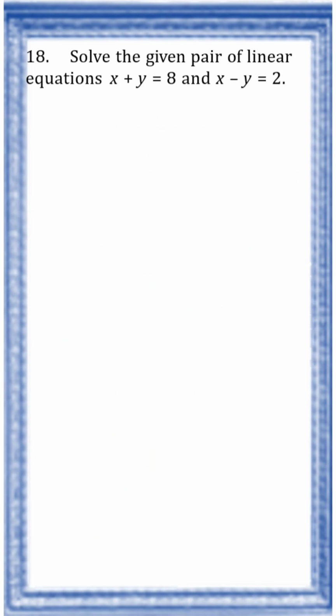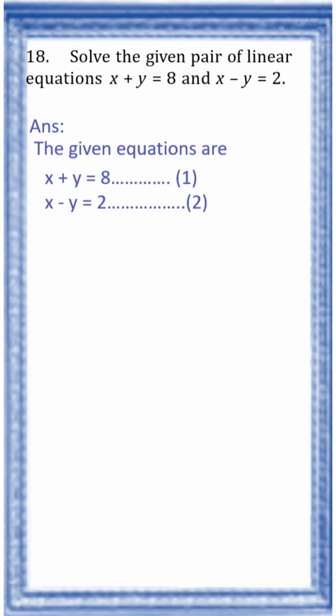Now 18th question, solve the given pair of linear equations x plus y is equal to 8, x minus y is equal to 2. Two equations are, what are they? X plus y is equal to 8, x minus y is equal to 2. Let us name these. Now let us solve this by elimination method. Why elimination method? Here observe that y has the same coefficient with the opposite sign. So now let us solve it by elimination method.